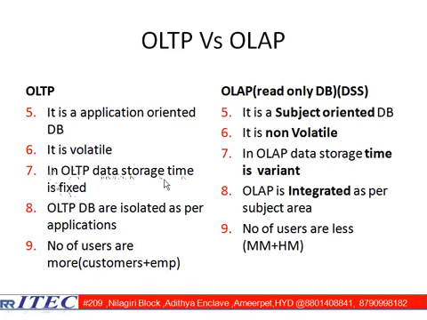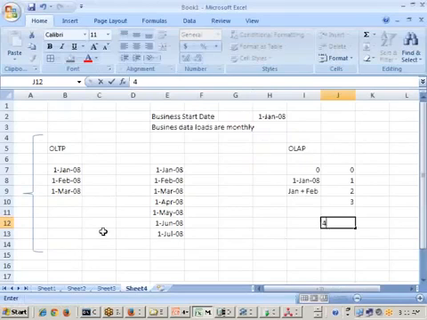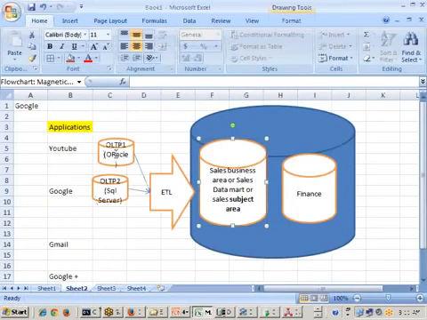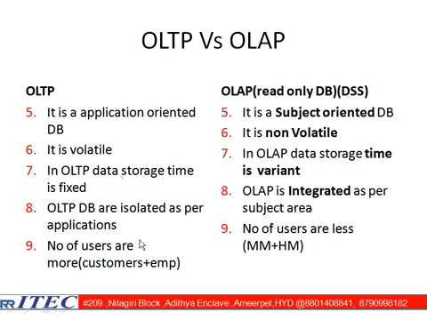Okay, people understand that very clearly. That's what we are saying: in OLTP, data storage time is fixed. In OLAP, data storage time is variant. Next one, OLTP DBs are isolated as per applications. See this diagram. At any point of time, do this OLTP and this OLTP communicate, sir? No communication. Separately available means isolated. So OLTP DBs are isolated as per applications. Next, OLAP is integrated as per subject area.